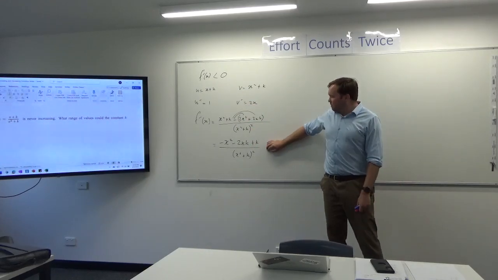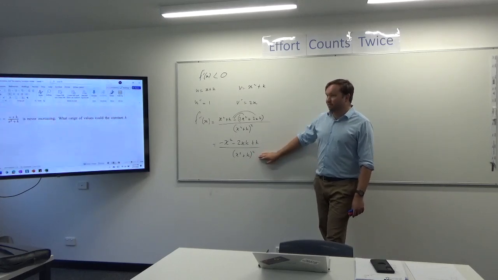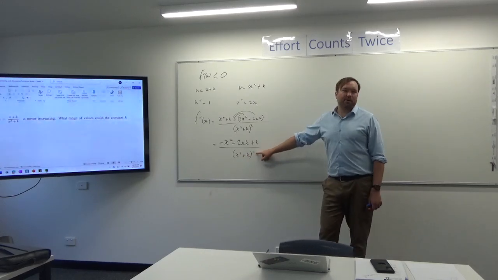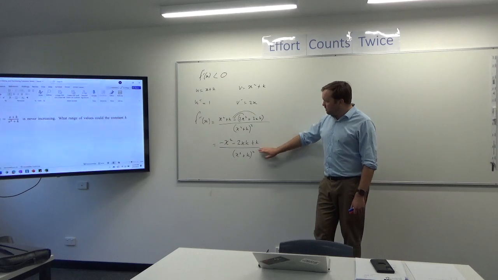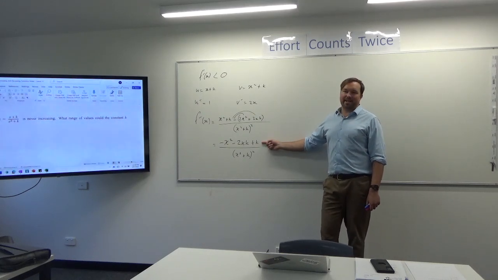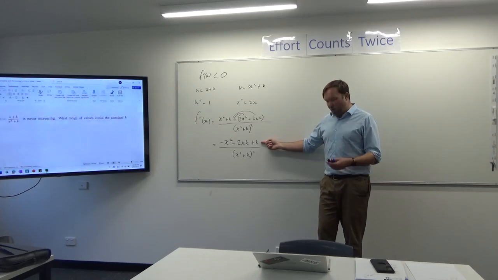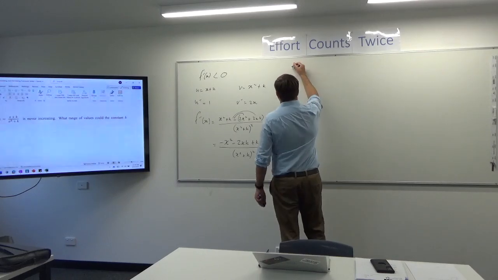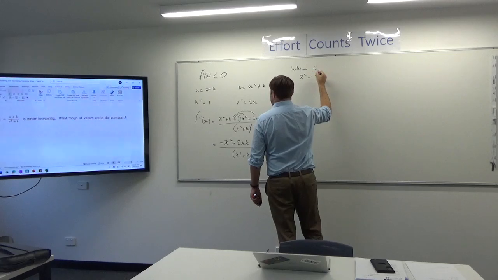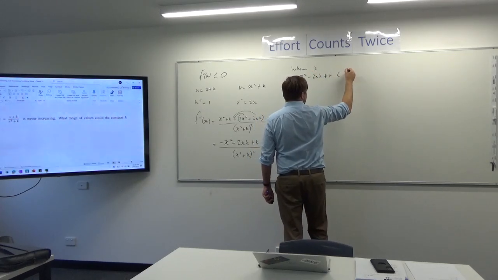If this is negative, and it's a fraction, you need the signs to be different. The bottom is always positive. Anything squared will be positive. So the bottom of this fraction is always positive. For this to always be negative, the top is always negative. So what the question's really asking is, for what values of k is the top negative? So it boils down to, when is x squared take 2xk plus k negative?